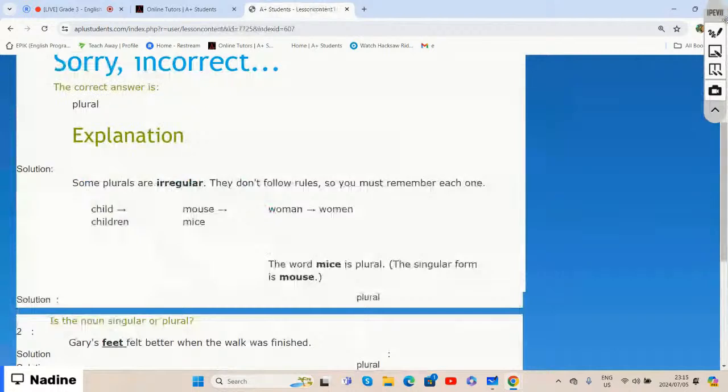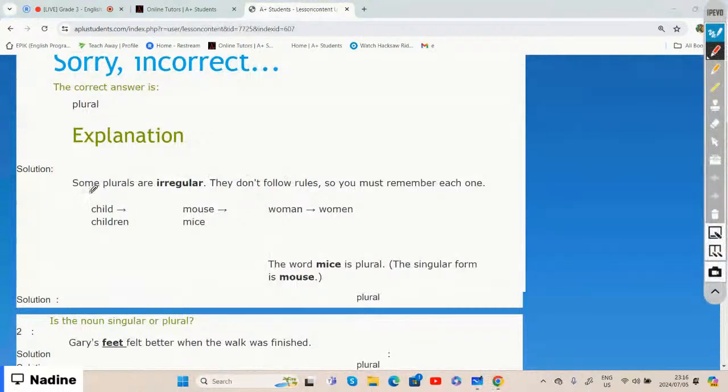All right, so some of our plurals are irregular, which means we don't just say boys, we don't just say girls. The word changes a bit, and you're just going to have to remember how it changes. Remember, plurals refer to more than one person, animal, place, or thing, and with it being irregular, it means that they don't follow any rules.